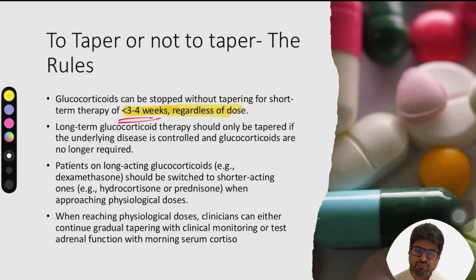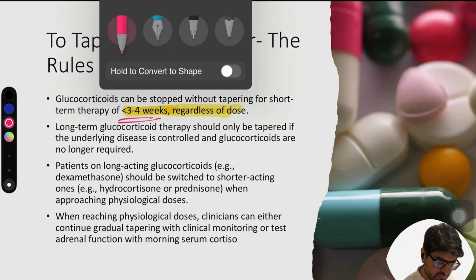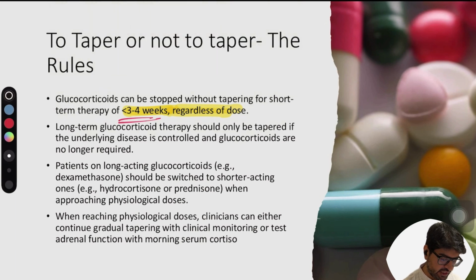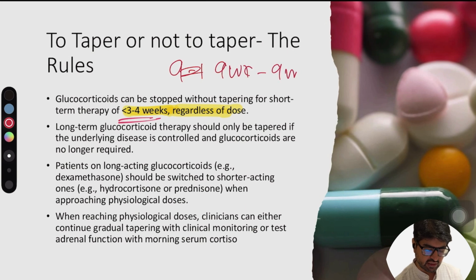Patients on long-acting steroids should be switched to shorter-acting steroids when you're tapering, and again, I'll discuss this in a few minutes. Then when you reach the physiological dose, you need to monitor the patient's HPA axis while tapering. And one very important rule, which I have not written here: the tapering period can be very, very long. The HPA axis may take anywhere between 9 weeks to 9 months, even years, to completely recover. So it takes a long time for the HPA axis to recover, and hence patience is very, very important.